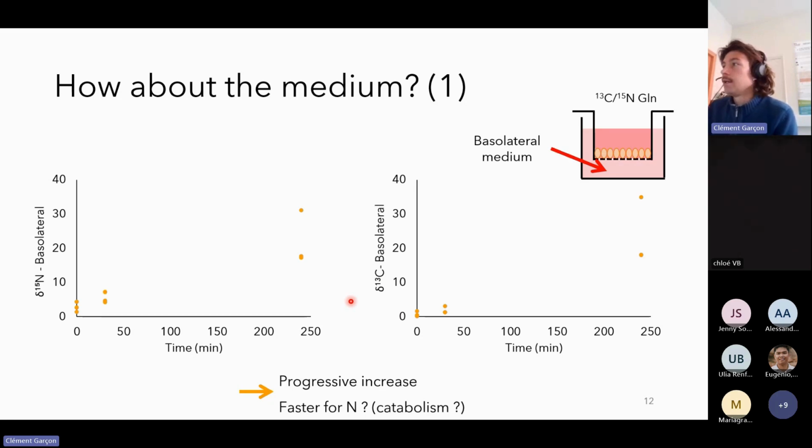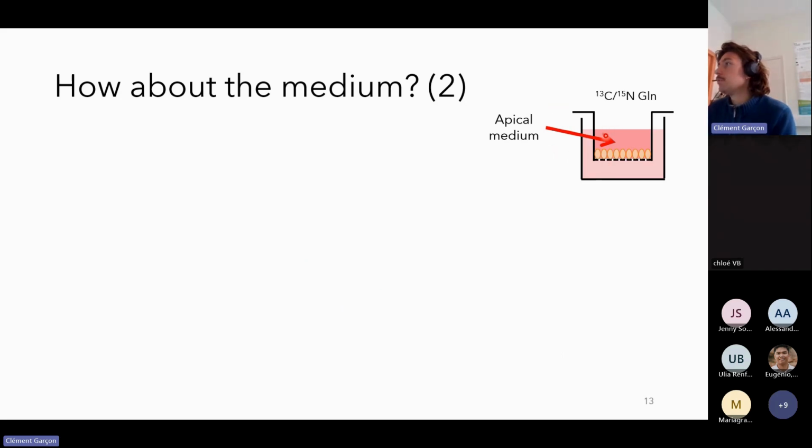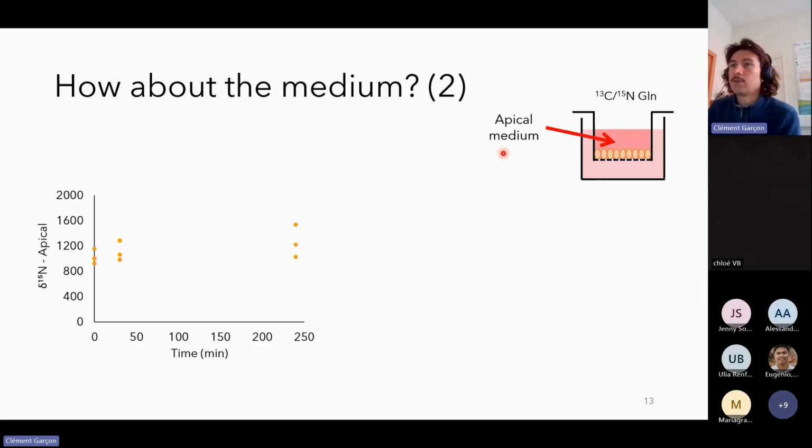Then if we look now at the apical medium, the medium on top of the cell layer where we placed our labeled glutamine at time 0, what's happening there over time? Here the results are a bit more surprising, because if you look at the nitrogen, you see that the enrichment is stable or even maybe increasing. That surprised us. You also see that the scale is very different. We are around 1,000, so the enrichment is very high because that's where we placed our label.